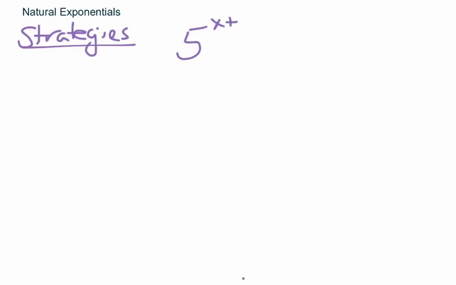So we've been looking in the last several lessons at exponential equations. And remember that an exponential equation is an equation where the variable is in the exponent. And we've looked at two strategies for solving them. So two strategies. One of them is writing both sides as a power of the same base. And as an example of that, we're going to look at 5 to the x plus 1 is equal to the square root of 5.